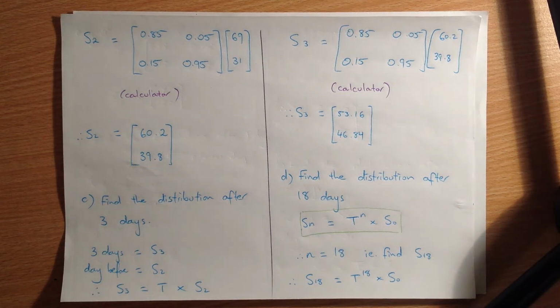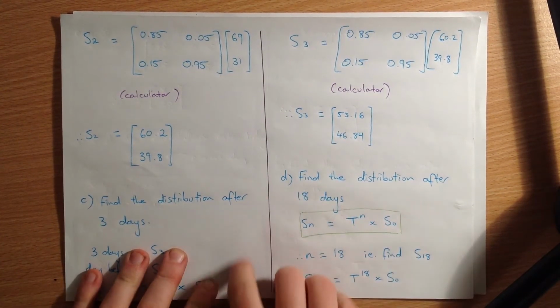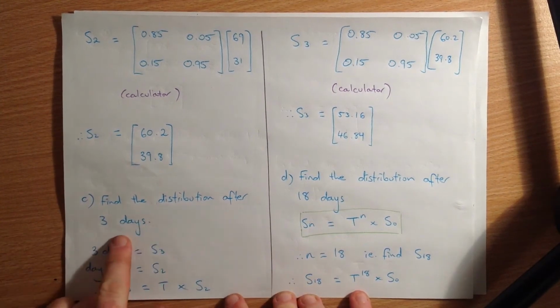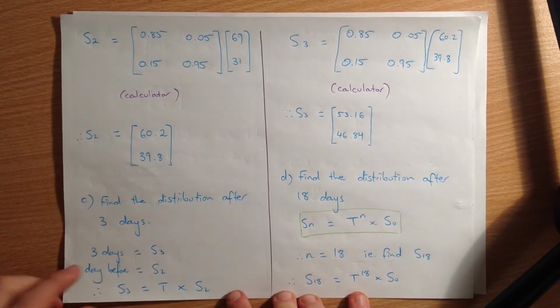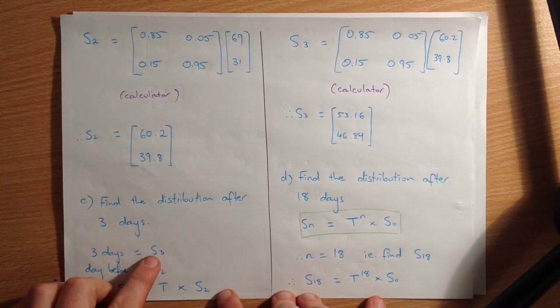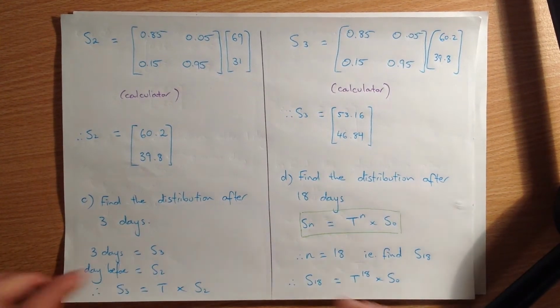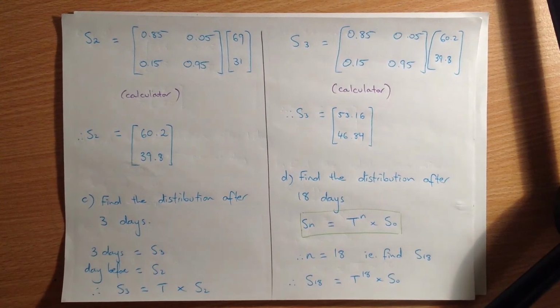Let's continue with the second half of the video. So we've done after 1 day, we've done after 2 days. Now we're being asked in C to find the distribution after 3 days. So the same process again. After 3 days, that must be our third state matrix, S3, and then the day before is obviously the second day, state matrix 2. So 1 less, so that's the 3 minus 1.